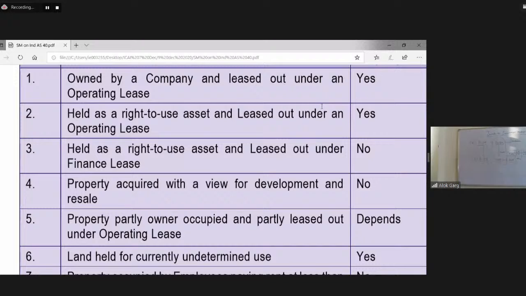Property partly owner occupied and partly leased out under operating lease. Okay. So property is partly owner occupied and partly leased out under operating lease. In that case, it depends. You need to see whether the company is able to split the values. If the company is able to split the value, then the owner occupied portion will be shown under IndAS 16 and the leased out portion should be shown under IndAS 40. If it is not able to split, you need to see what will be the significant portion. Okay.